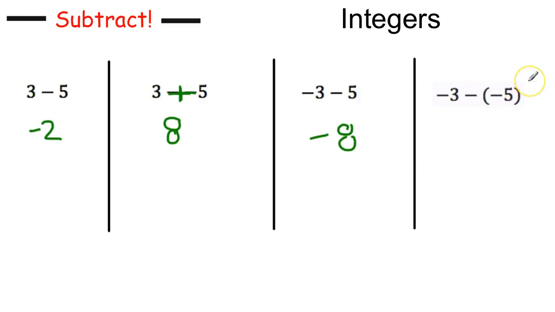This one over here, I believe, is different than what is written in your packet. So you can just cross that one out and write this down. And again, right, we have a negative and a negative. That's going to become a plus. So 3 plus 5, negative 3 plus 5, I mean. And that's going to be 2.